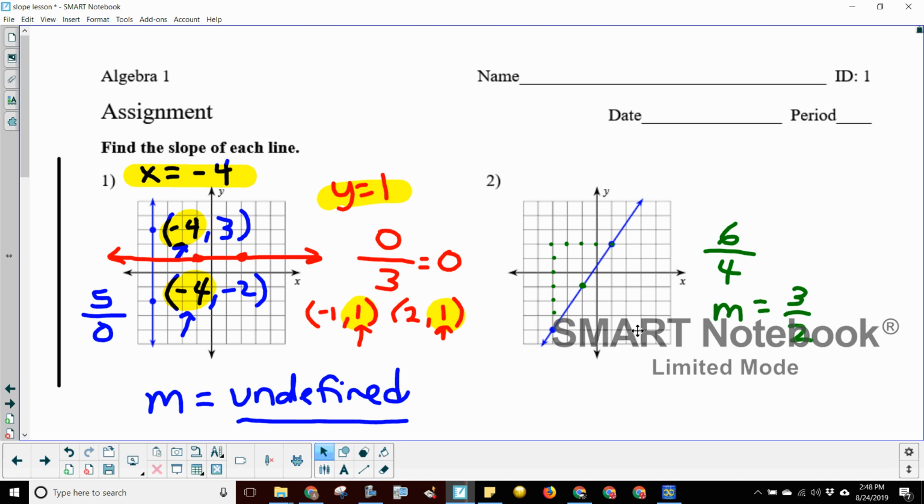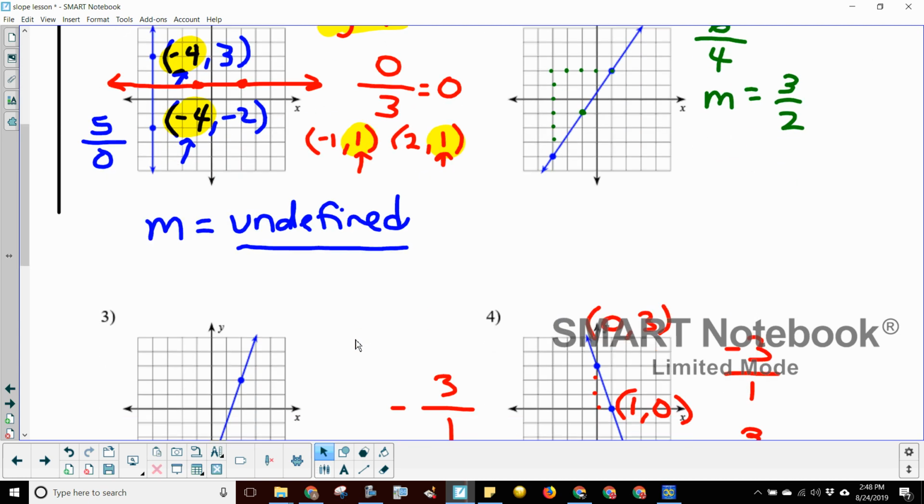All these other ones are pretty simple. They give you two dots. You rise 1, 2, 3, 4, 5, 6 up. That's why the 6 is on rise. And 1, 2, 3, 4 for my run. And it simplifies to 3 over 2.